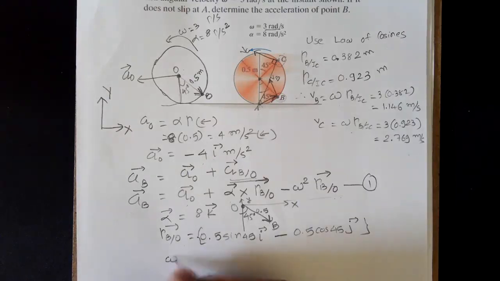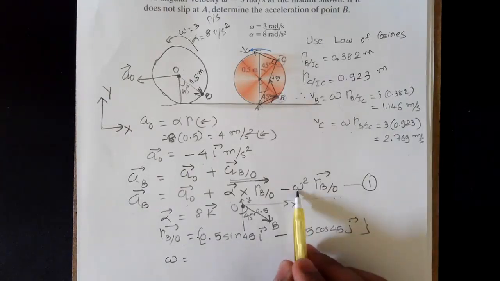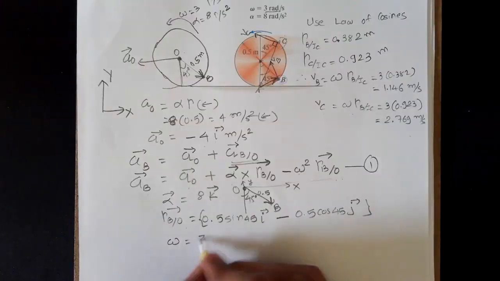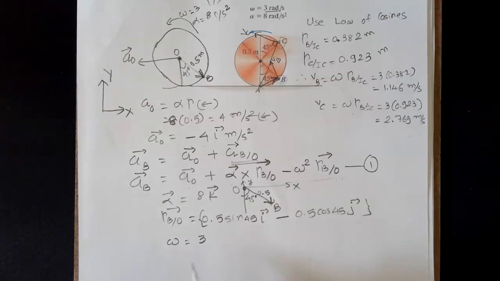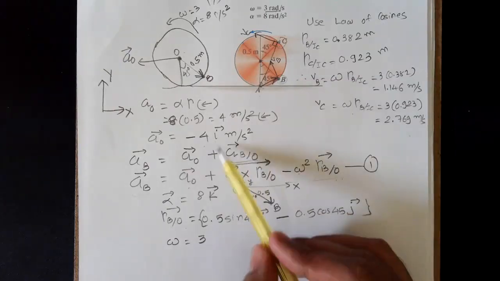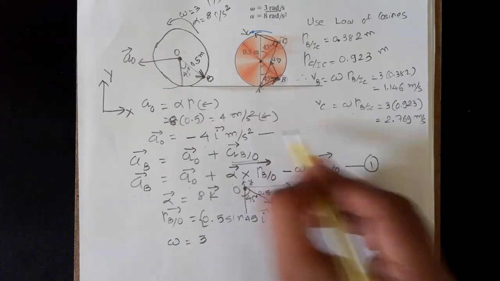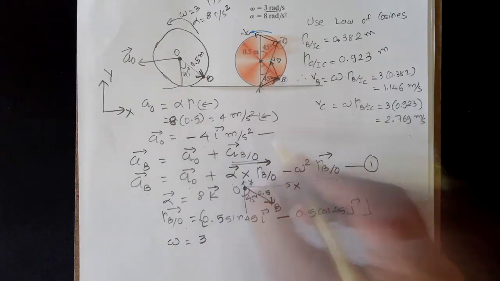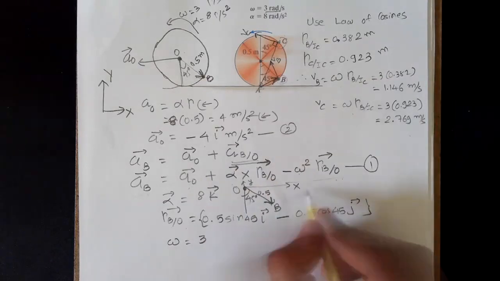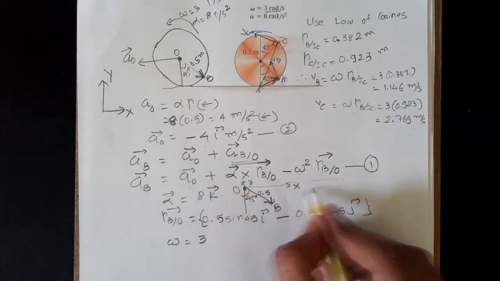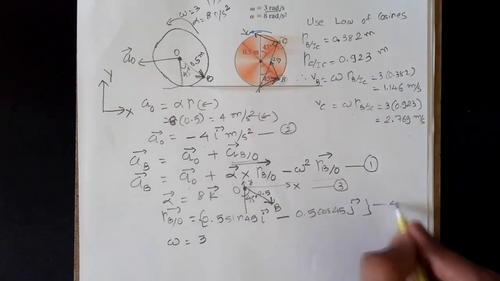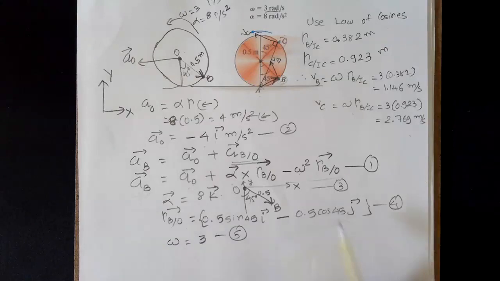We know the value of omega. This is scalar, so we don't have to write any i, j or k components for it, so it's just 3 radians per second. Now we can substitute all these values. Let's call this 2, because I have already given number 1 here. This equation is 3, this is 4, and this is 5. Substitute 2, 3, 4, 5 into equation 1.